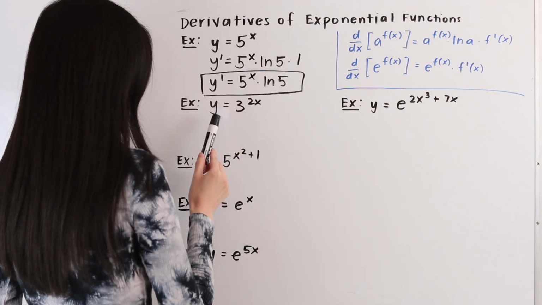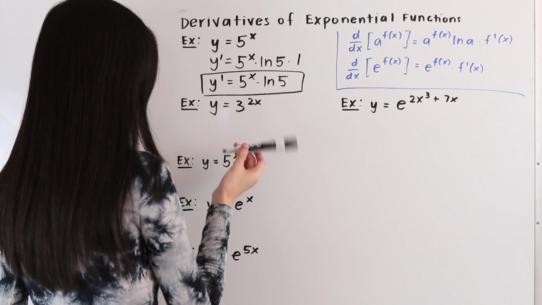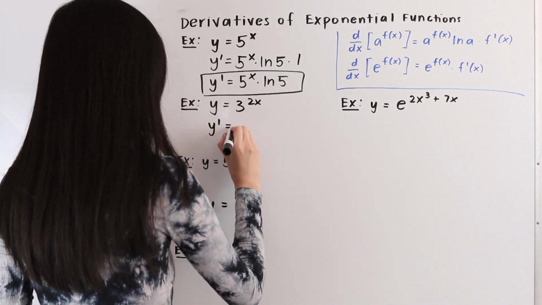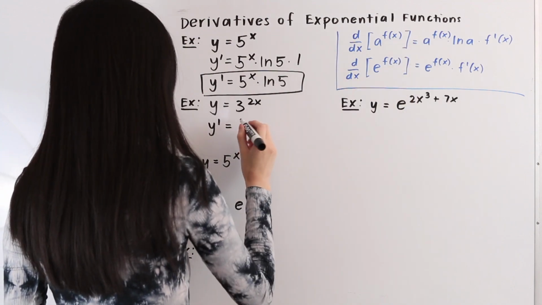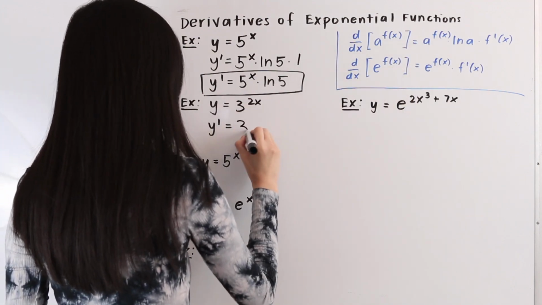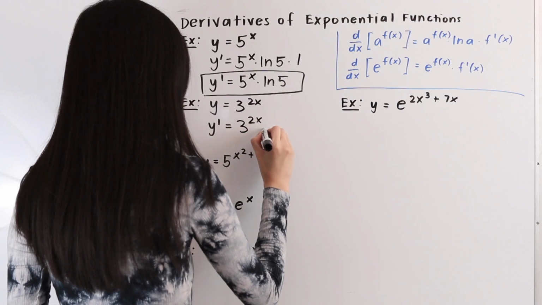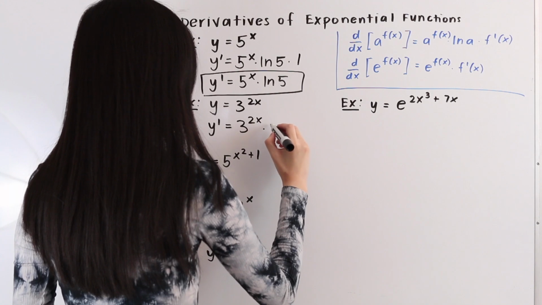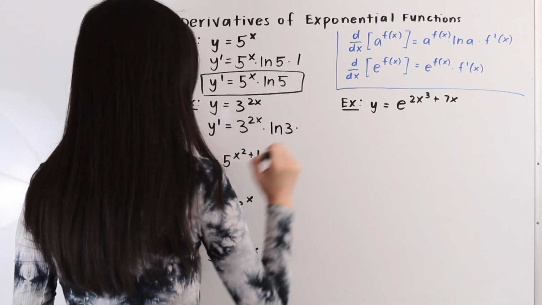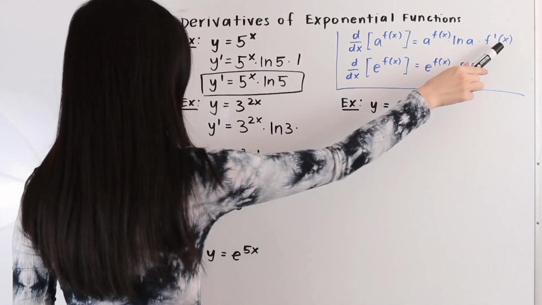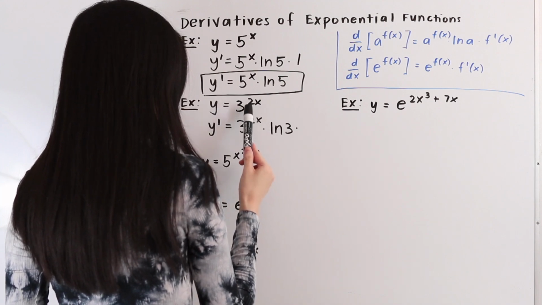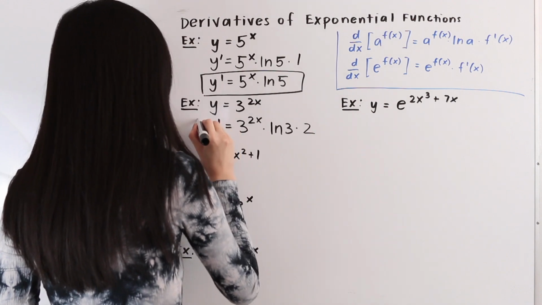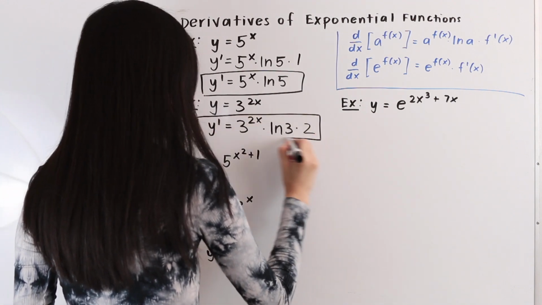In this next example, we have y is equal to 3 to the 2x. Let's go ahead and take its derivative. So we have y prime is equal to, and then we rewrite our original function, which is just 3 to the 2x. Then we multiply by the natural log of the base. Here our base is equal to 3, so we have the natural log of 3. And then times the derivative of our exponent. Here our exponent is 2x, and taking the derivative of 2x, we just get 2. And so this is our final answer.